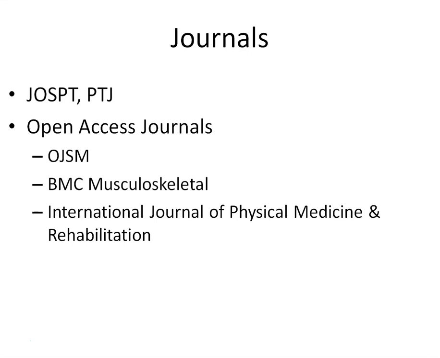Open access journals are journals that are free of charge, so you don't have to be a member, and you don't have to pay for the article. These can be very helpful. OJSM is a branch of AJSM, which is a very high-end orthopedic sports journal, but OJSM is open access, so that is often a good place to look first. BMC Musculoskeletal is also a good option for open access journals, and the International Journal of Physical Medicine and Rehabilitation is also a good quality journal to use.